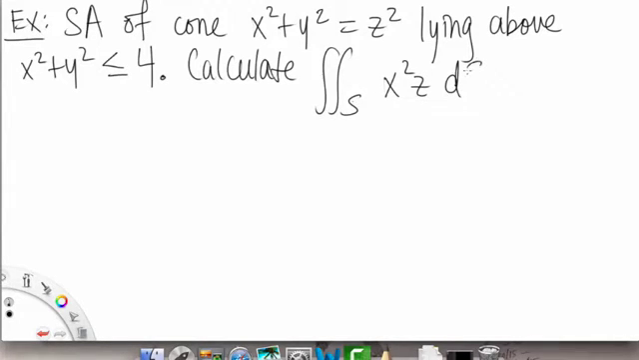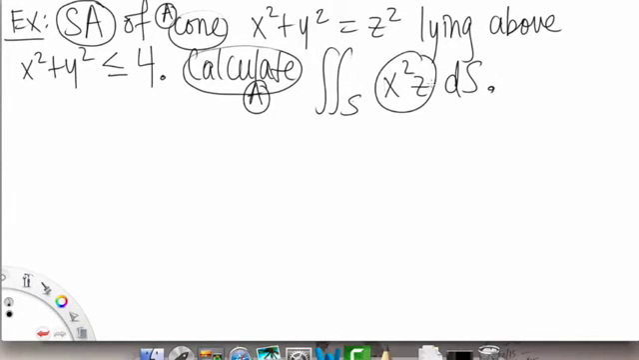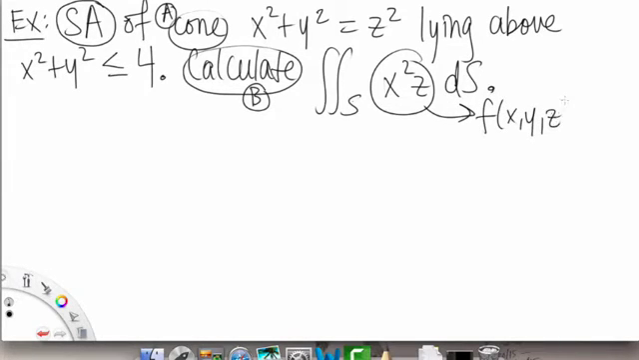Even though I didn't write it here, we're supposed to find the surface area, first of all, of the cone. Surface area of the cone is the first objective, so that's part A. And part B is calculating this. Sorry, I put an A, it's supposed to be a B. This is part B, where this is our f of x, y, and z.